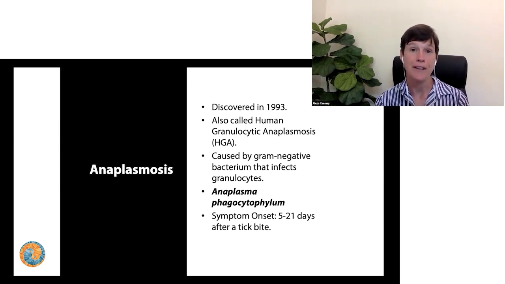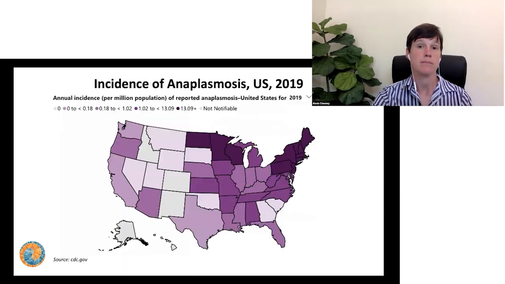Okay, so we've talked about Lyme disease. That's the big one. Anaplasmosis is the second most common tick-borne disease in the United States. So let's talk about that. These are carried by the black-legged tick, the same tick that carries Lyme. And this was discovered in 1993. It's a gram-negative bacterium that infects granulocytes, these specific white blood cells. And the onset of symptoms is from 5 to 21 days after a tick bite.